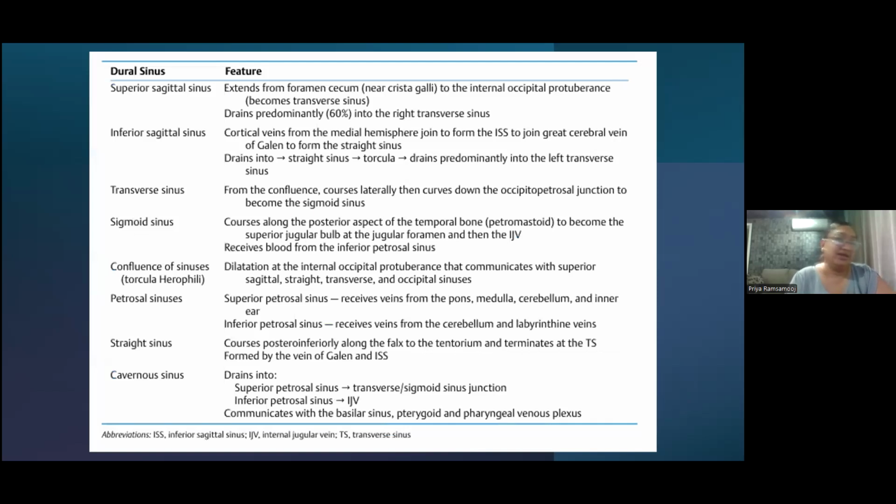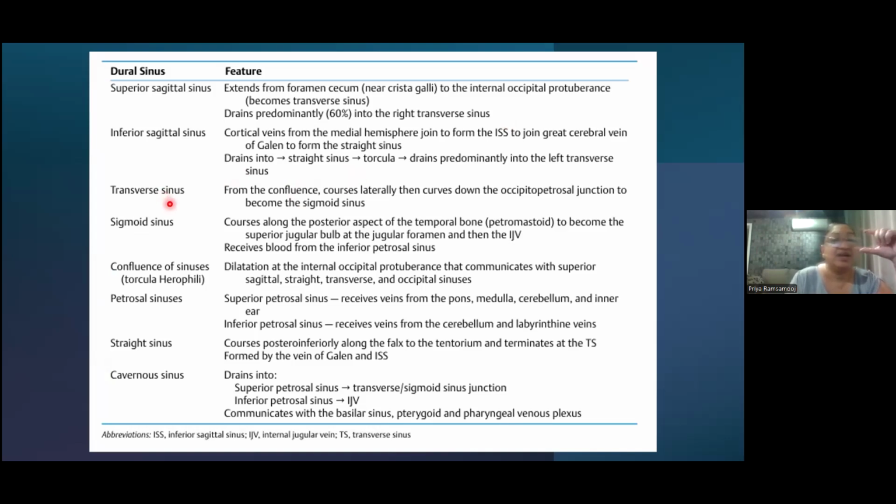Dural sinuses. Superior sagittal sinus, inferior sagittal sinus, transverse sinus, sigmoid. In essence, our superior sagittal runs from the foramen cecum to the internal occipital protuberance. And I know we all have a mental picture of what that is like. And it predominantly drains up to 60% into the right transverse sinus, right? And then you have the inferior sagittal sinus draining into your straight sinus, right? Just remember the picture, and it drains predominantly into the left transverse sinus.